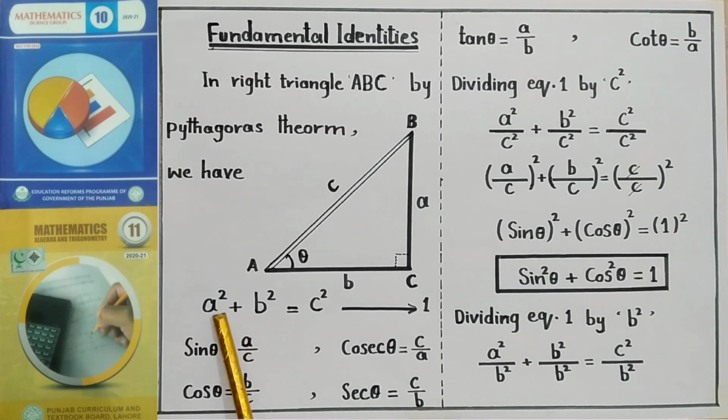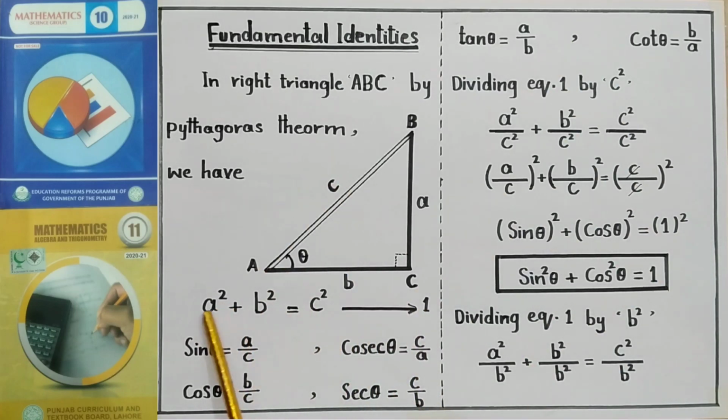Now, we have written an equation: A square plus B square is equal to C square. Perpendicular square plus base square is equal to hypotenuse square. It is according to the Pythagoras theorem. We give it the name equation 1. Now we derive 3 very important fundamental identities, formulas from this equation number 1.